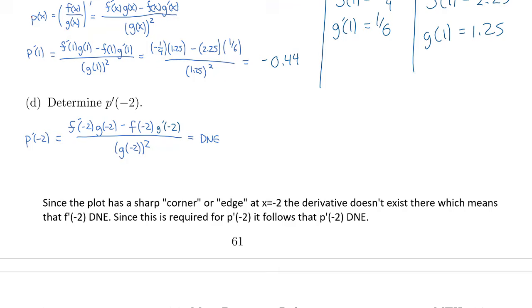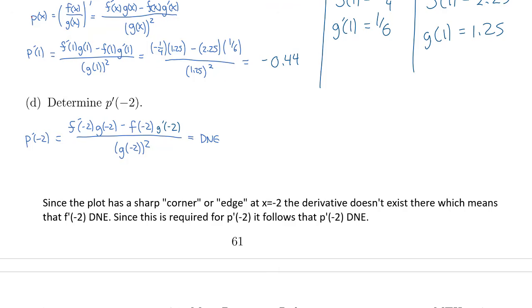So according to our work in part C, the derivative should take the form provided here, and this means you can see in the numerator that we're going to need this term f prime of -2. However, if we look at the plot, we see that at x equals -2, we have a sharp corner or edge, and this means whenever you see this in a plot that the derivative does not exist at that point, and that comes from the definition of the derivative, which requires a limit. And so what's happening is that the left and the right limits don't agree at that point, which means, as a consequence, that the derivative doesn't exist at that point.